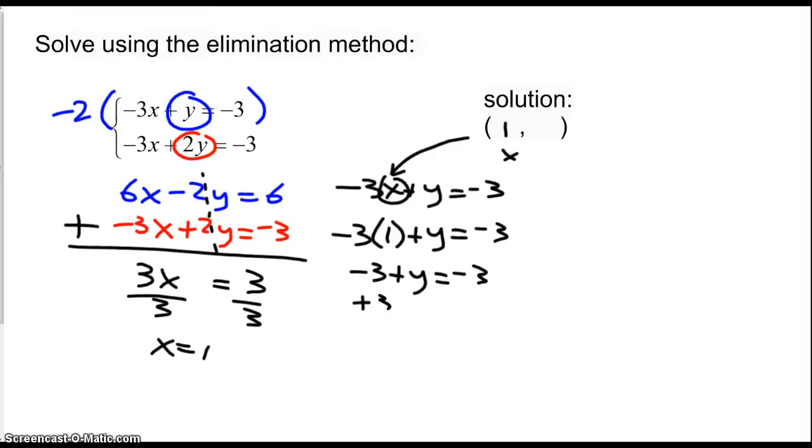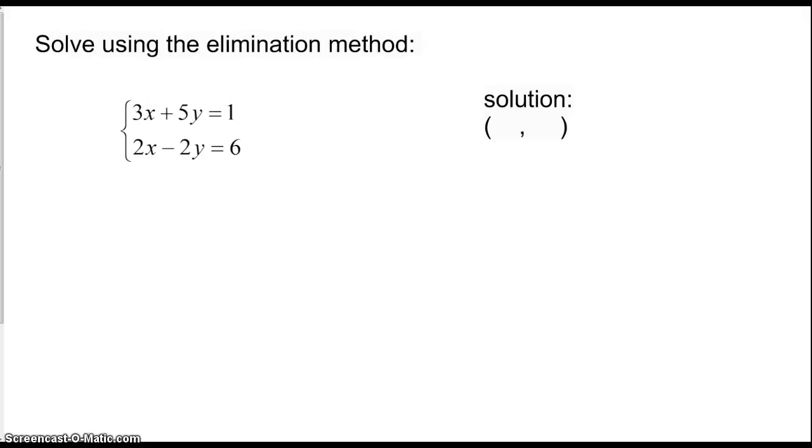And so if I add 3 to both sides here, I get y equals 0. So it looks like 1 comma 0 is the solution here. So you can still get something to be eliminated if you add the equations, but you might have to do something first, like multiply one of the equations by a constant, in this case negative 2. Okay, it could be even more complicated. Maybe you might have to multiply both equations by something.